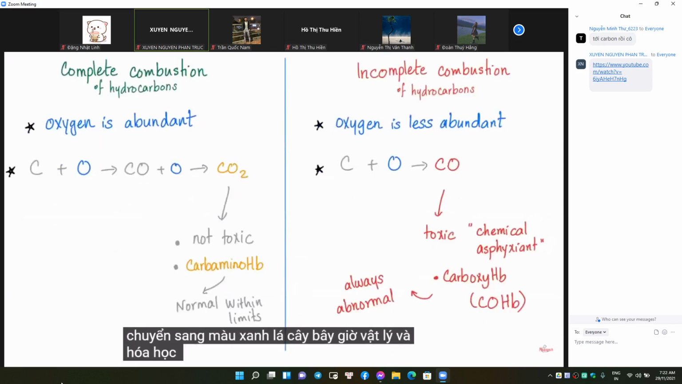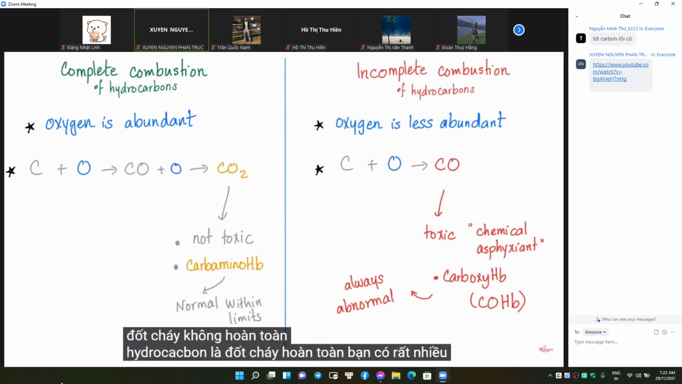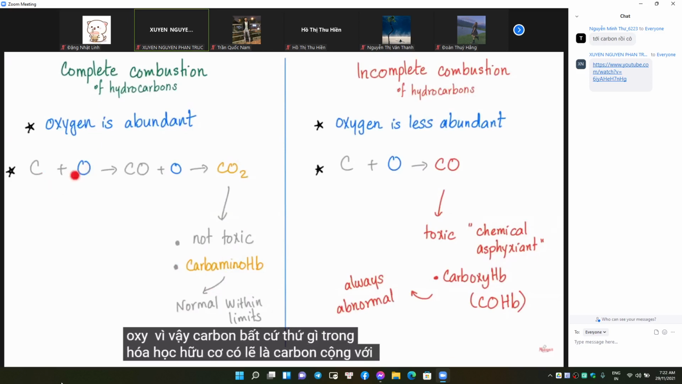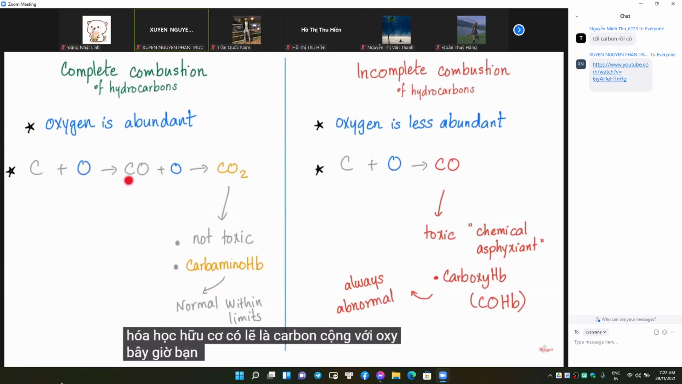Now, physics and chemistry time. What's the difference between complete combustion and incomplete combustion of hydrocarbons? In complete combustion, you have lots of oxygen. So carbon, anything in organic chemistry is probably carbon plus oxygen. Now you have carbon monoxide, but since oxygen is abundant, now we have carbon dioxide. Carbon dioxide is not toxic. If you think carbon dioxide is toxic, there's something wrong with you.